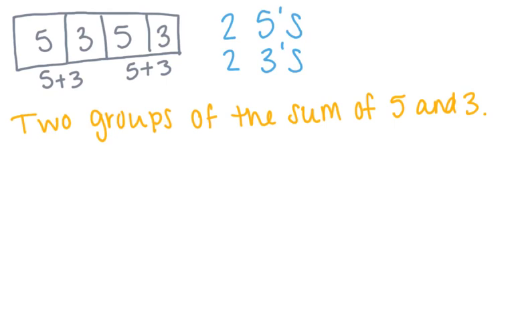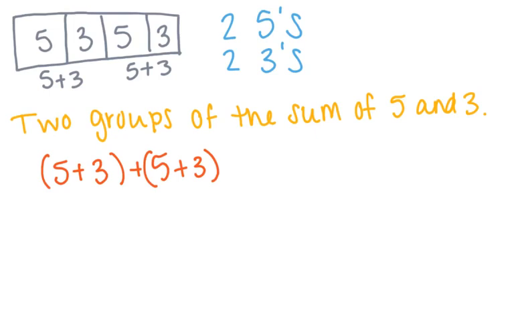So now how can we write this using numbers and symbols? So in numbers and symbols, our expression is going to read 5 plus 3 in parentheses plus 5 plus 3 in parentheses. And remember, we're putting the 5 plus 3 and the second 5 plus 3 in parentheses because it is the sum of 5 and 3. So we have to do 5 plus 3 first in order to get the correct answer.